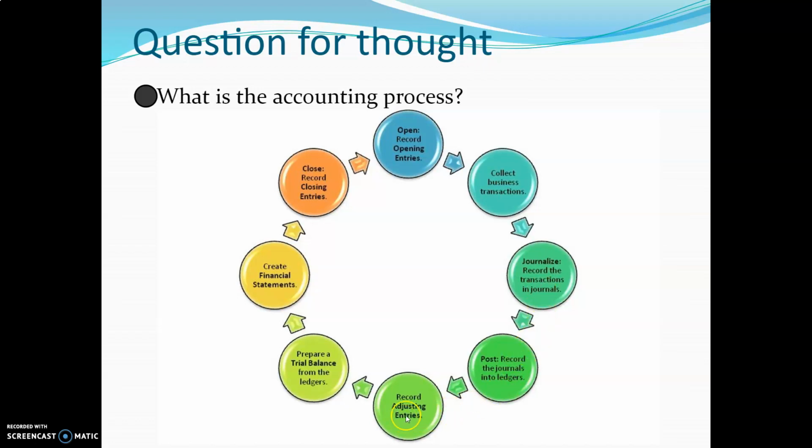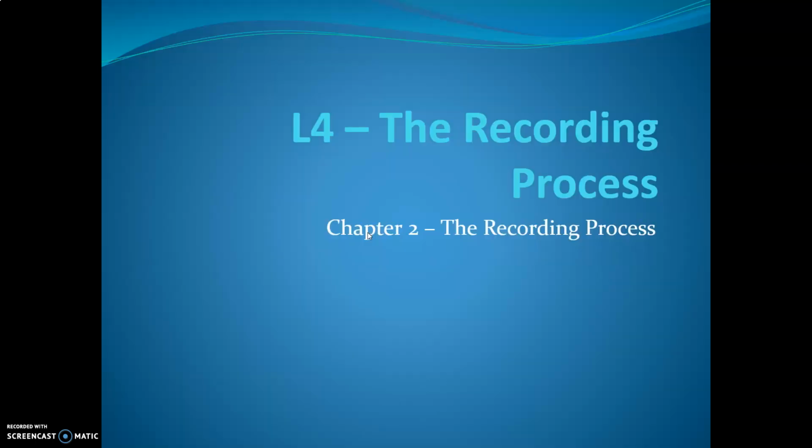We record any kind of adjusting entries. These are entries that don't necessarily have a transaction. This is something that could have occurred over time that affects the financial position of a company over many more periods than just one. We prepare a trial balance. We create financial statements, and then we close the books and we open them again just to start this process again. So this exactly is the accounting process or accounting cycle.